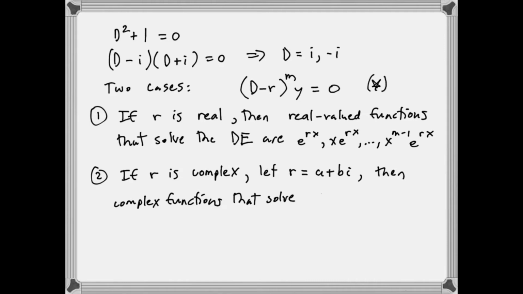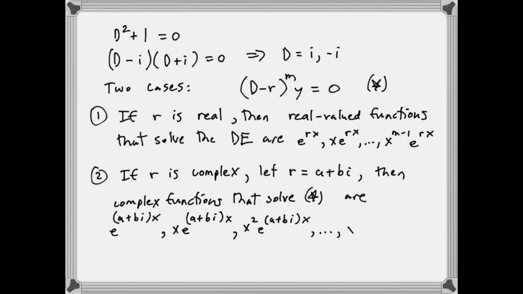let me call this star, that solve star are e to the (a plus bi)x, x e to the (a plus bi)x, x squared e to the (a plus bi)x. And you can keep doing this, and the last one's going to be x to the m minus 1 e to the (a plus bi)x.